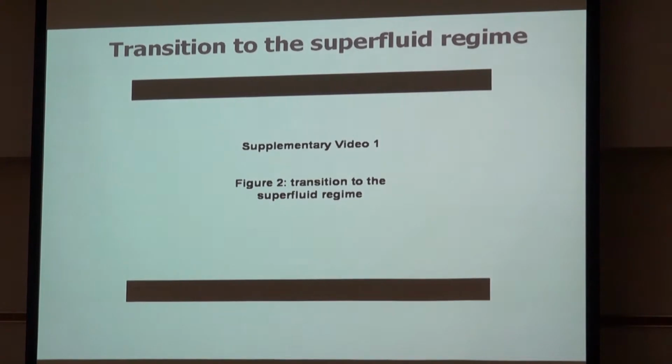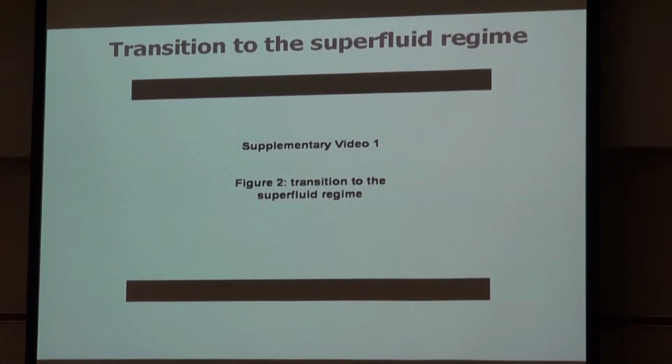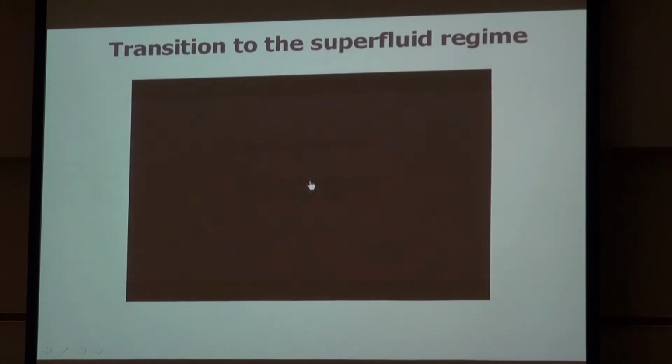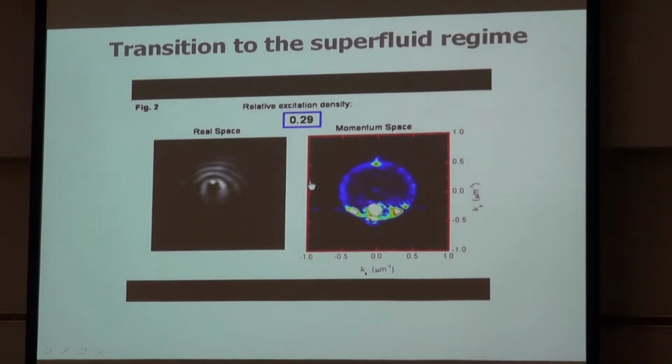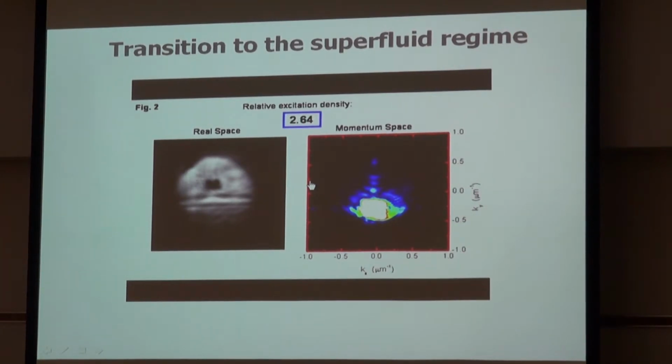And, okay, this is a movie. Of course, it's a fake movie. It's just several experiments put together. But you see on the right the momentum space where the Rayleigh ring also disappears.